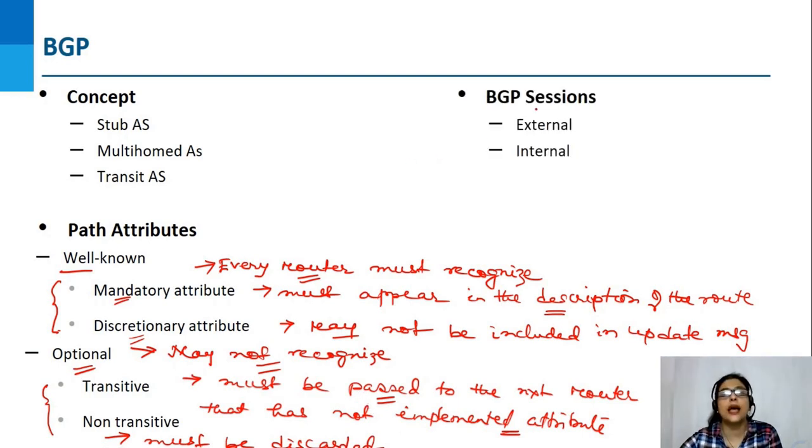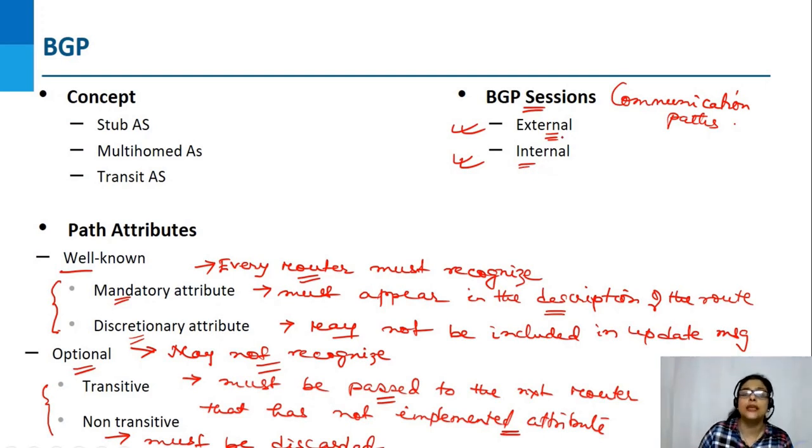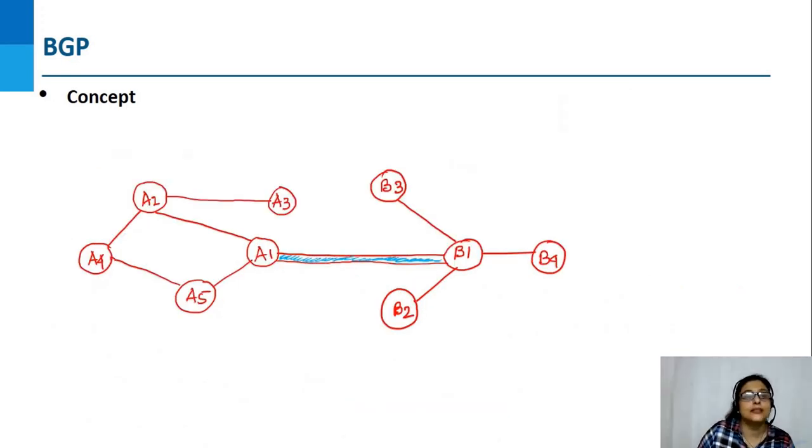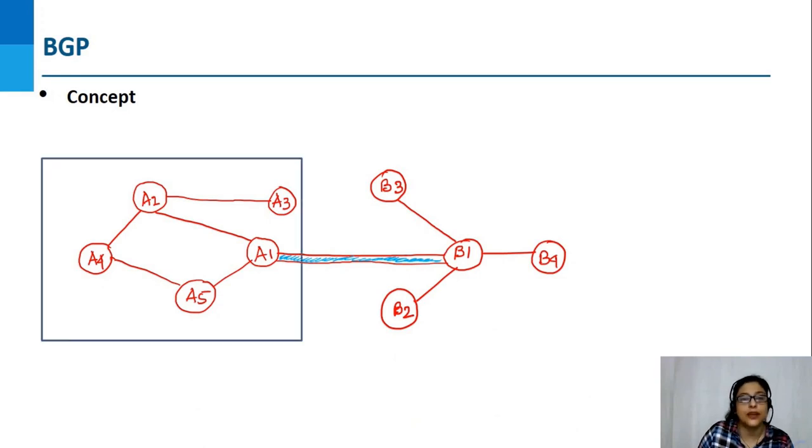Now, BGP can have two different types of sessions. Sessions means the communication paths. One is the external one and the other one is the internal one. The external BGP sessions means communication path that takes place between two routers in two different autonomous systems. And internal BGP sessions means the communication path that takes place between two routers or nodes within a single autonomous system.